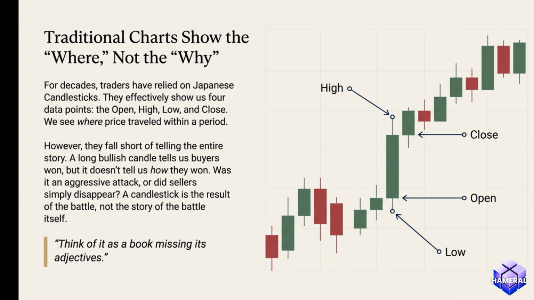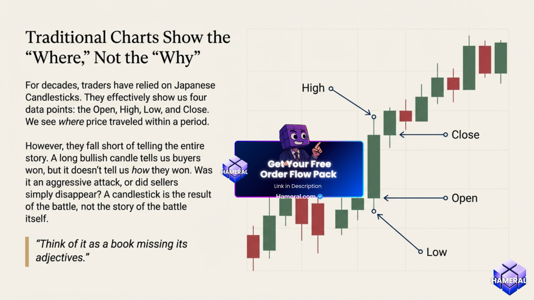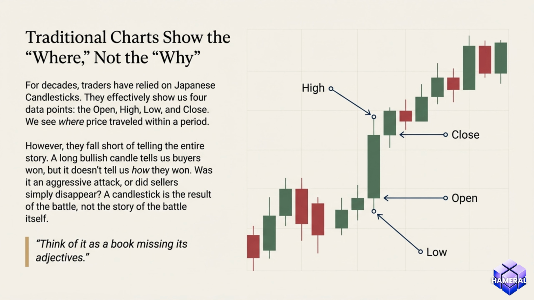For decades, traders have relied on Japanese candlesticks. While effective, they have a major limitation. They show us the where, but not the why. We see the open, high, low, and close, but we miss the story of the battle. Looking at a naked candle is like reading a book that is missing its adjectives. We know buyers won, but we don't know how hard they had to fight.